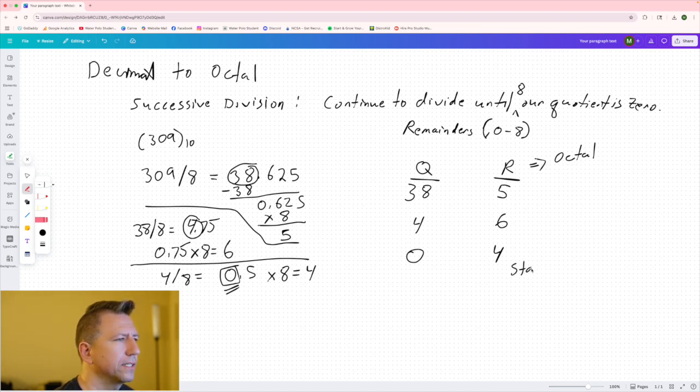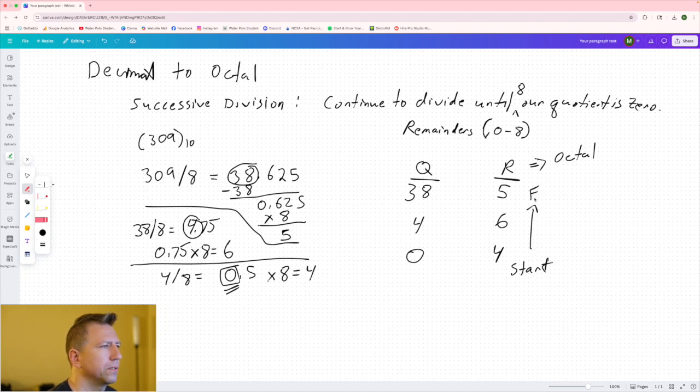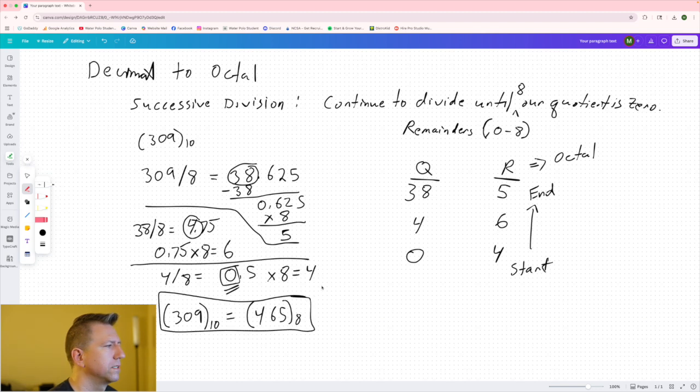So remember, we start at the bottom and we go to the top. And so we have 309 base 10 is 465 base 8. Okay, not so bad. We just have to take into account that our remainders are going to be non-integer numbers, so we have to multiply those by the divisor 8, or base 8, and then we get a remainder that's an integer number.